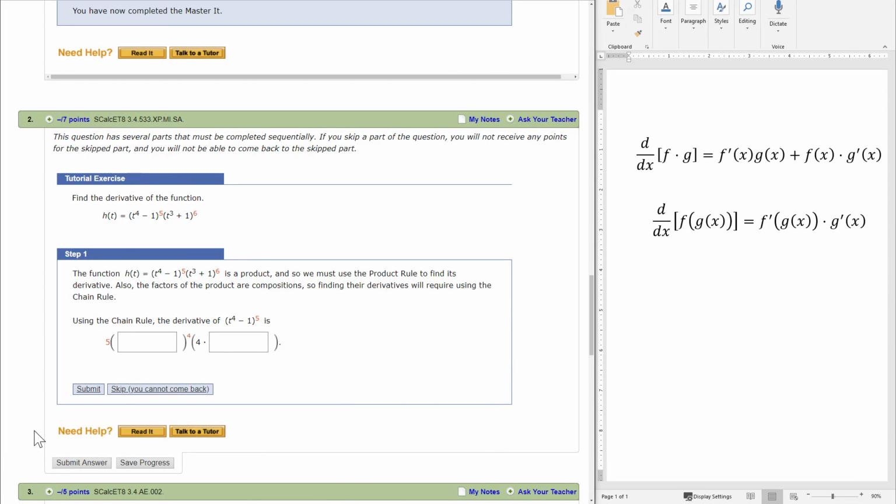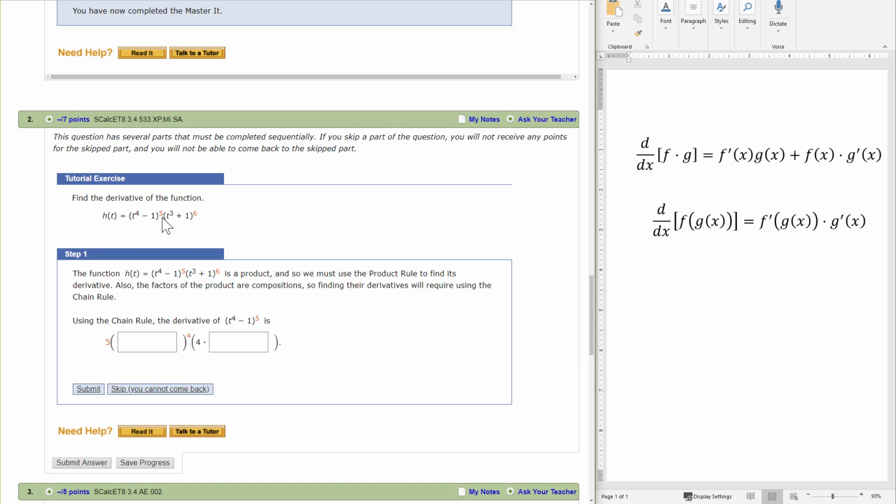Let's take a look at problem number 2 from your lab assignment in section 3.4. Here we want to find the derivative of the function, and the function is h of t is equal to (t to the fourth minus 1) raised to the fifth power times (t cubed plus 1) raised to the sixth power. So it looks like there's going to be a quotient happening in here. A product happening in here.